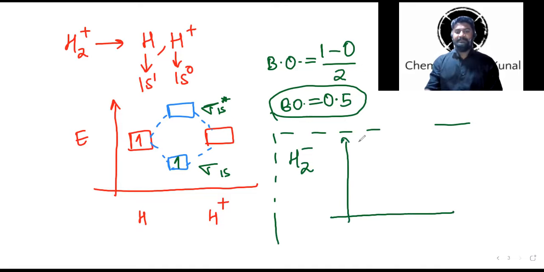Same. H has, what is the configuration of H? We just saw it is 1s1. Excellent. And how about H minus? H minus is a configuration of 1s2 because it has gained 1 electron, right? Yeah. So let's draw the diagram. This is hydrogen atom and that is hydride ion.